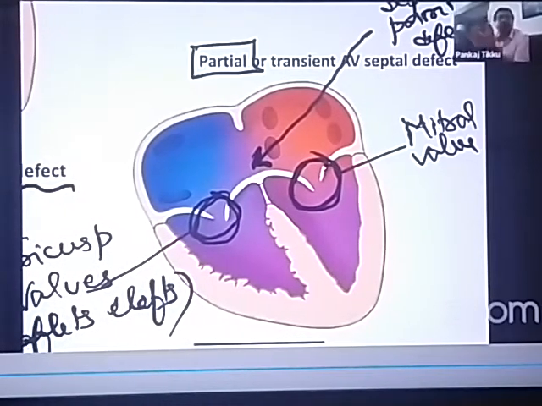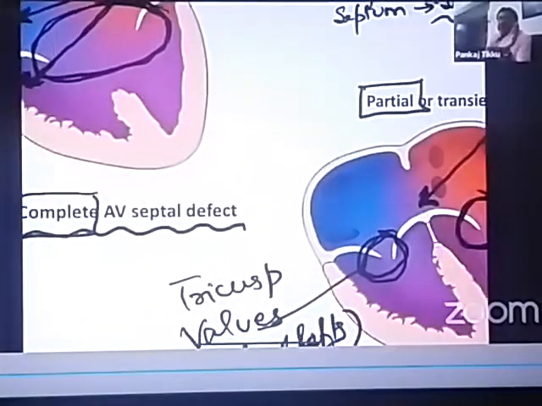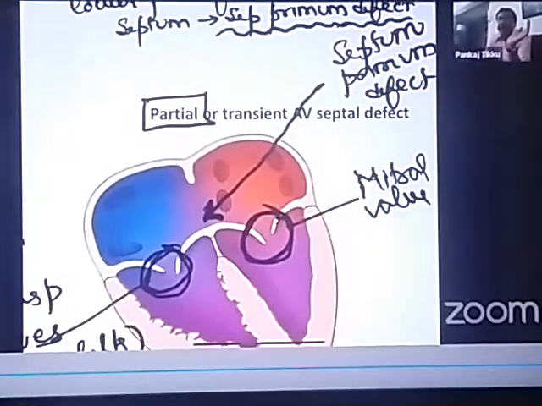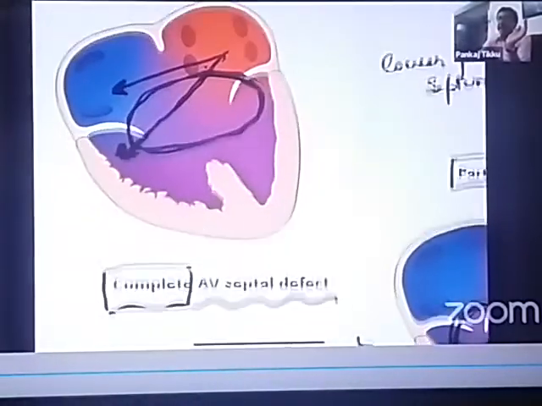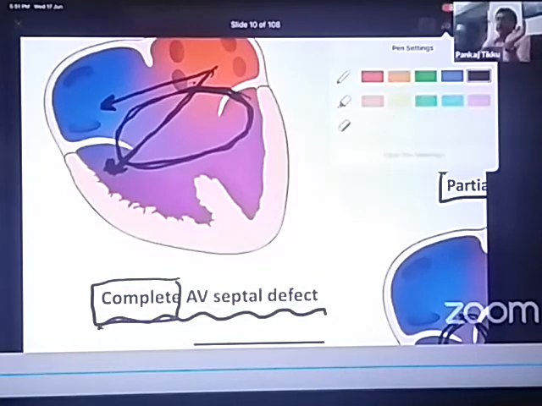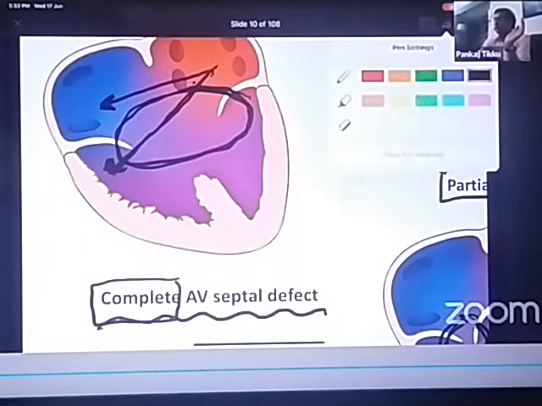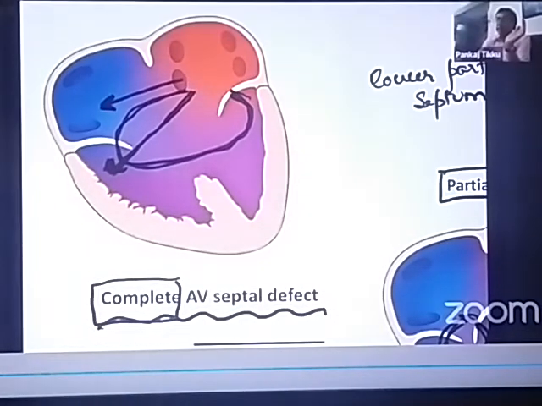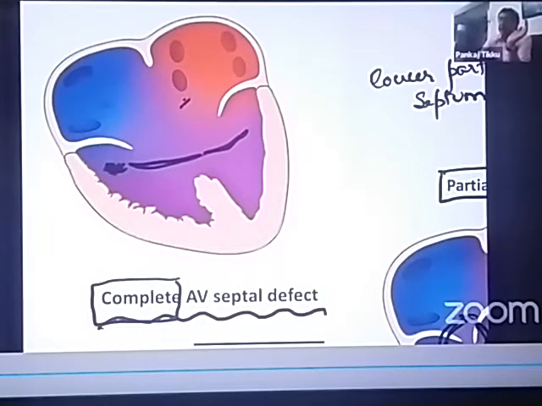There are two types of endocardial cushion defects. One is complete, one is partial or transitional. In a complete defect, there is only a single atrioventricular valve and no separate atrioventricular valves as you will normally see. So only a single valve is present.